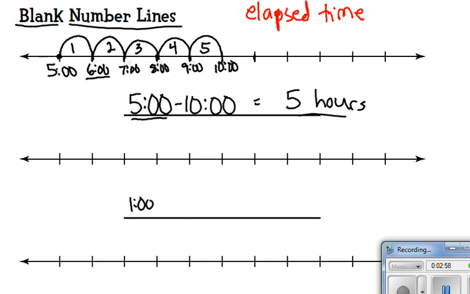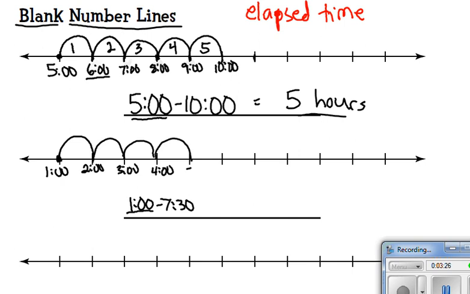From 1 o'clock to 7:30. All right. Again, what we do is we come over to the very edge of our number line and put our first number, 1 o'clock. Just like before, we're going to put a hump. 2. I'm fine if you even put 2 o'clock, 3 o'clock, 4 o'clock, 5 o'clock, 6 o'clock, 7 o'clock, and I'm going to pause it right there for you to catch up. You want to get all the way over here to 7 o'clock.